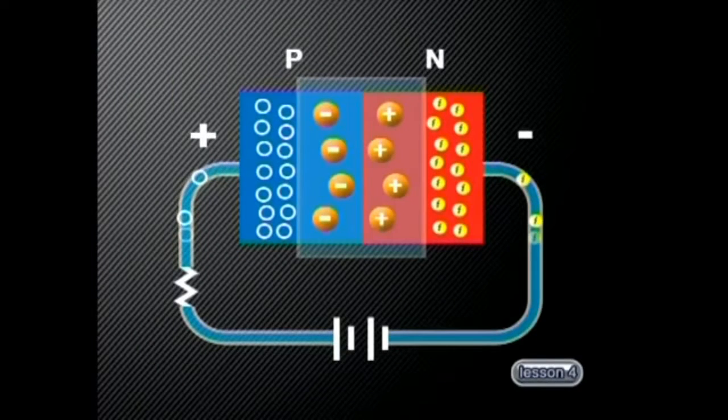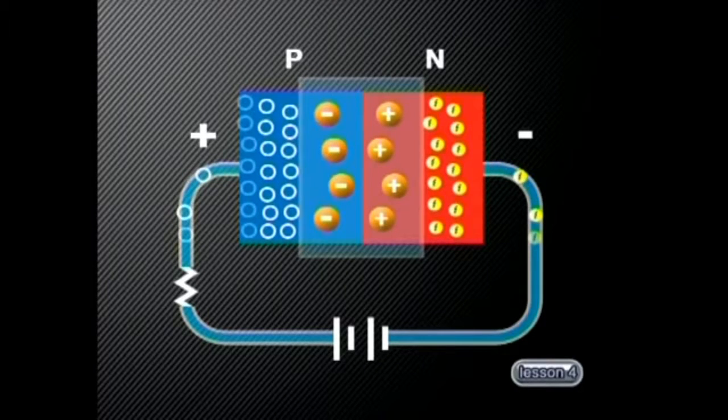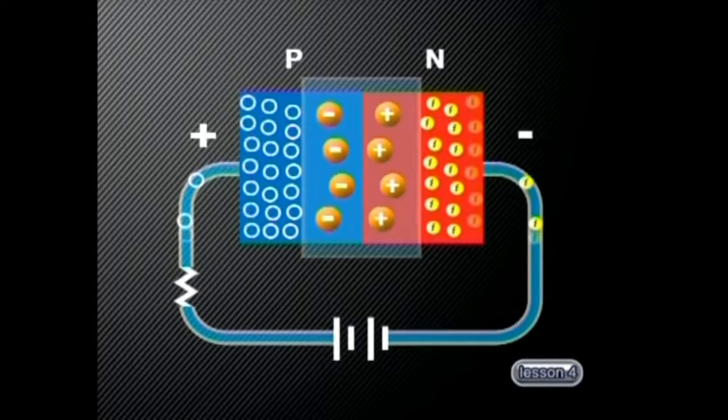In a diode, we can make the N-type side more negative by connecting it to the negative terminal of a battery, and the P-type side more positive by connecting it to the positive side of the battery. When we do this, we force lots of extra electrons and holes into the junction.